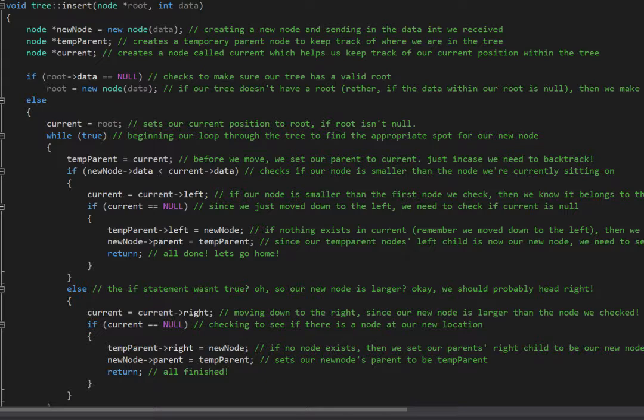Without explaining it line by line, it should be pretty apparent that we're just checking to see if each node has a left or right child, and then comparing the data values. In the end, our node is properly placed.